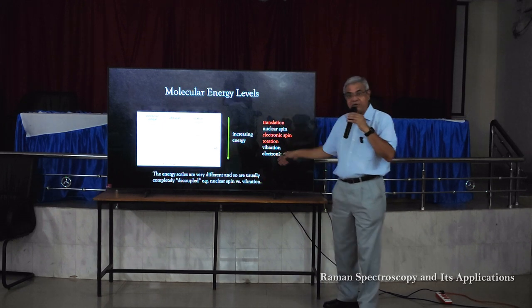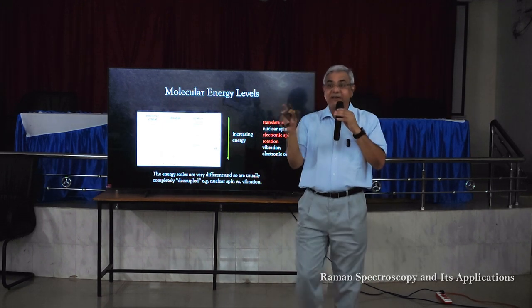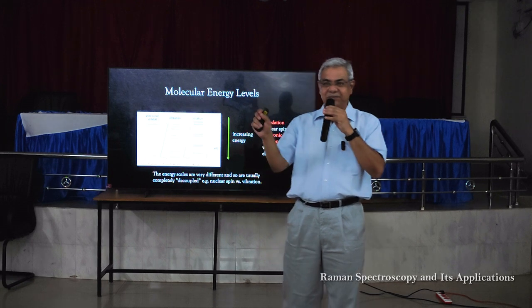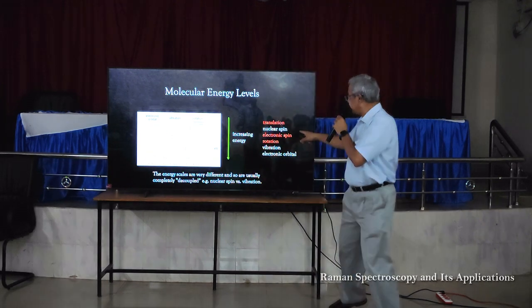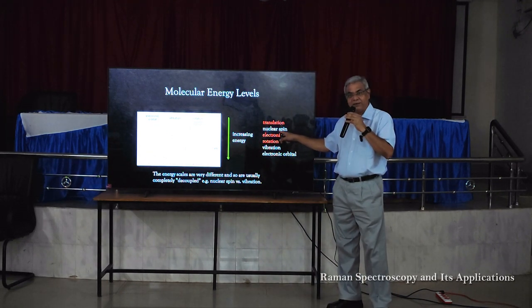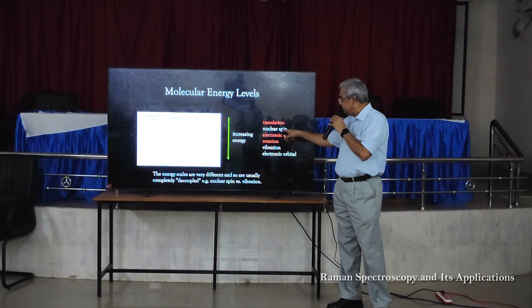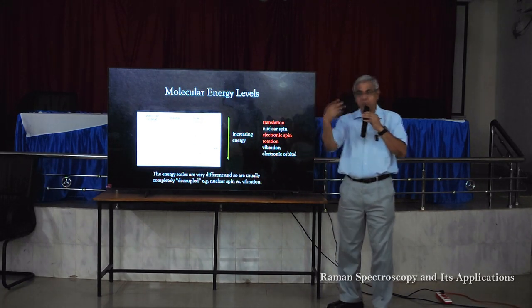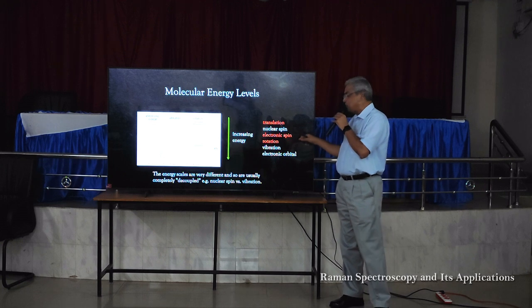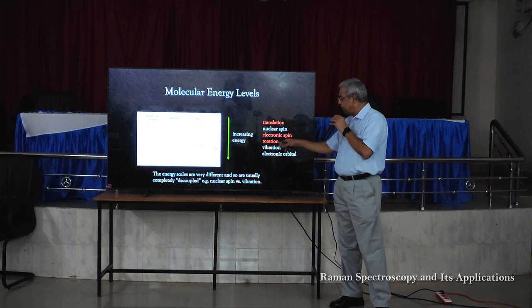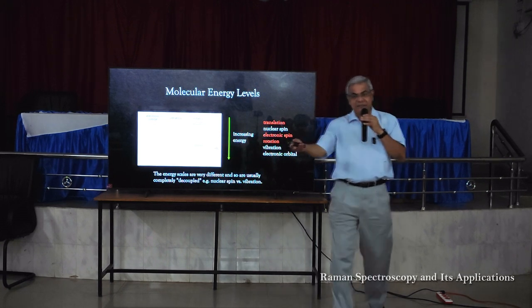Is it clear to all of you? So that means translation requires the least amount of energy. More than translation, you need nuclear spin. And more than nuclear spin, you need more energy for the electron spin transition. And more than that, you need the rotational energy transition.